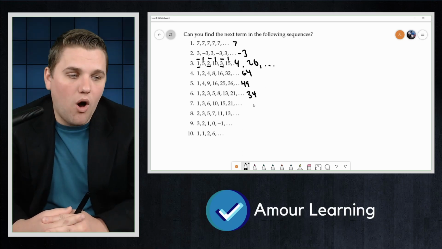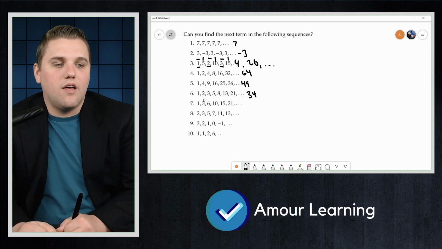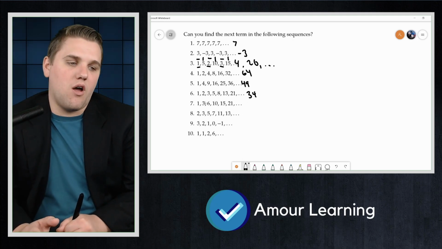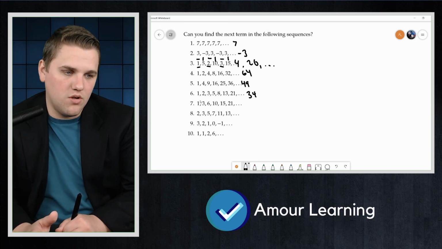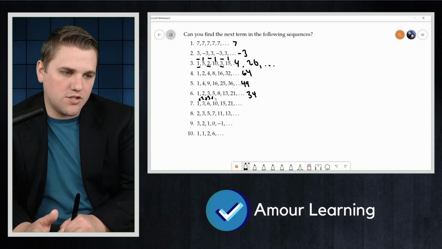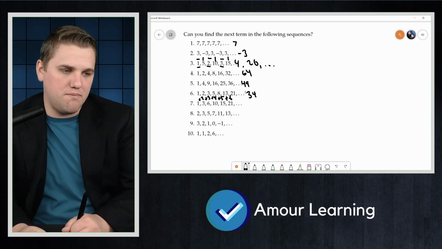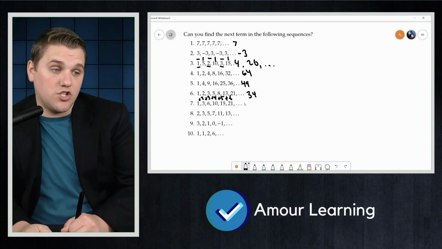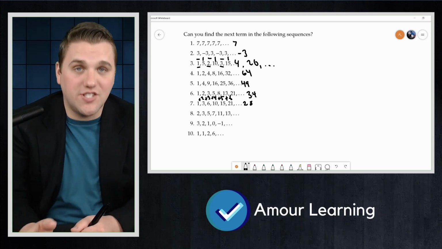Okay, for this next one, 1, 3, 6, 10, 15, 21, I noticed that the differences form an arithmetic sequence. Here we add 2, then plus 3, then plus 4, then plus 5, then plus 6, and so on. So the next number should be plus 7, which is 28. For this next one, we have 2, 3, 5, 7.